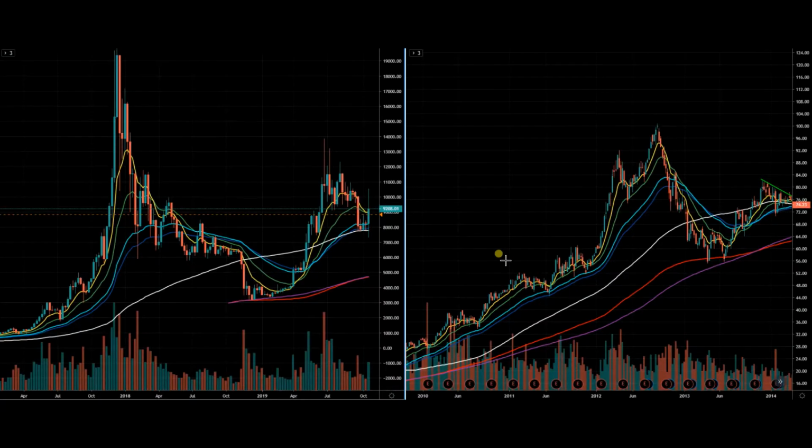Today I want to talk to you about Bitcoin, and I want to run through what Bitcoin needs to do to actually turn this into a huge parabolic move.